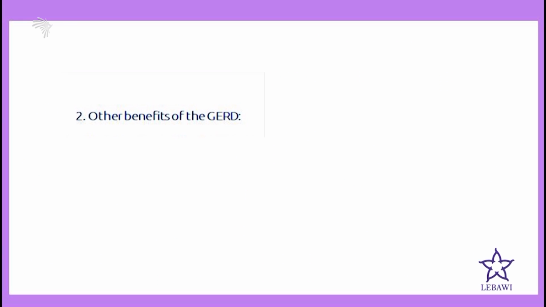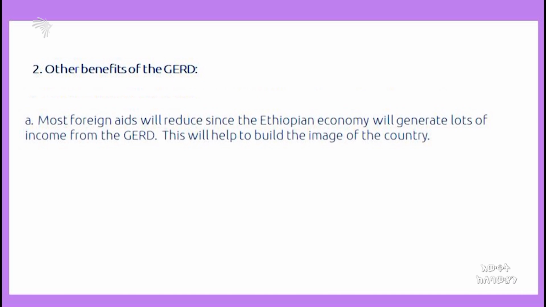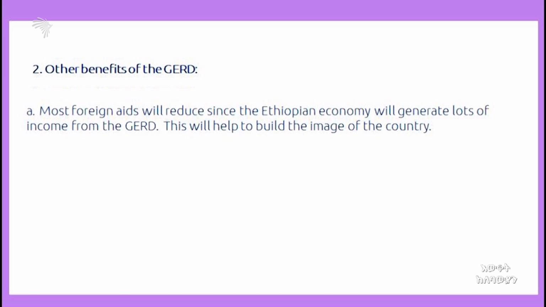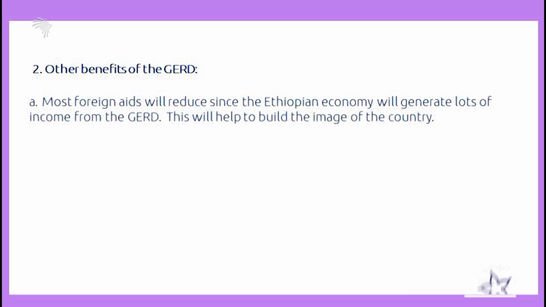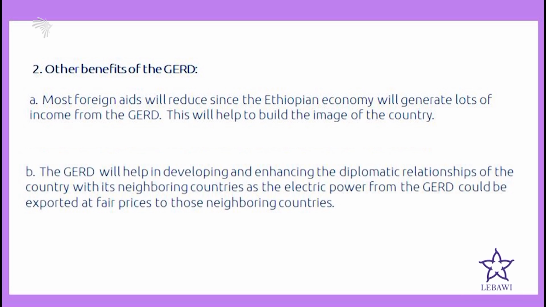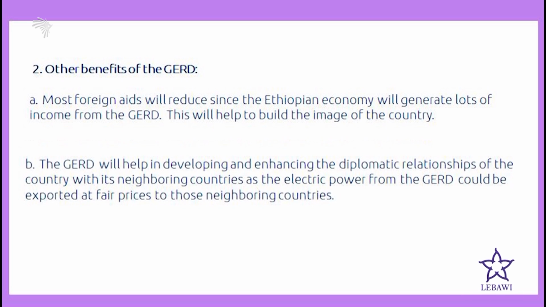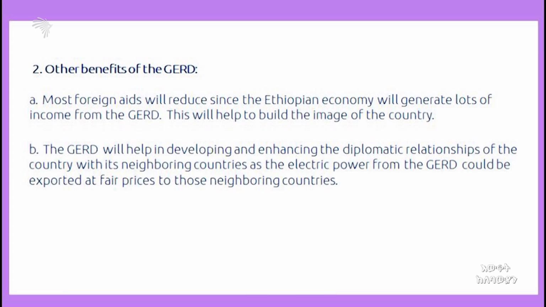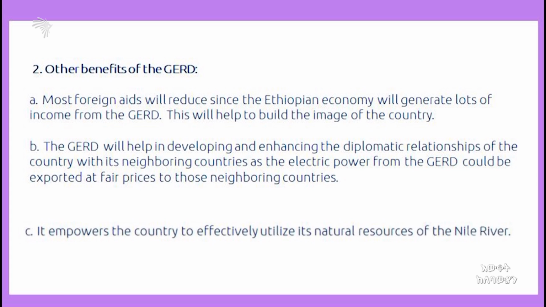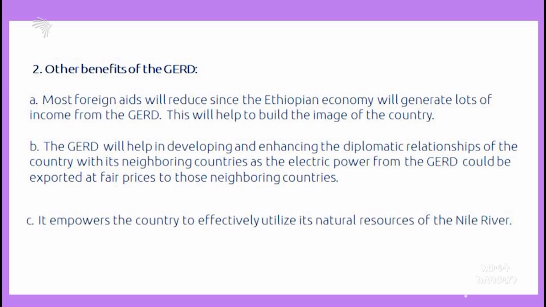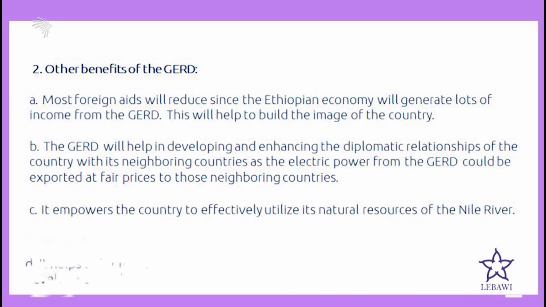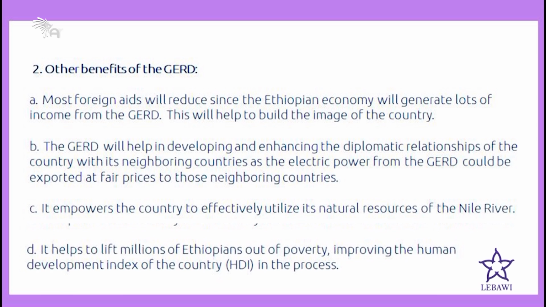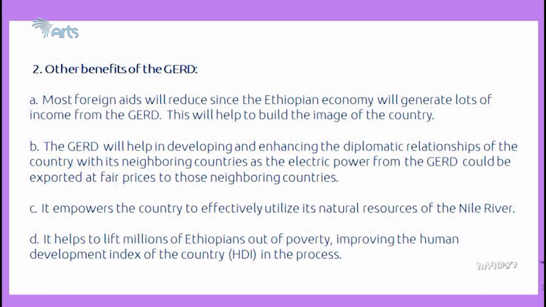Number two, other benefits of the GERD. A, most foreign aid will be reduced since the Ethiopian economy generates lots of income from the GERD. This helps to build the image of the country. B, it helps to develop and enhance the diplomatic relationship of the country with its neighbors, as the electric power from the GERD could be exported at a fair price to those countries. C, it helps the country to utilize its natural resources of the Nile River. D, it helps to lift millions of Ethiopians out of poverty, which helps to improve the Human Development Index of the country, known as HDI.